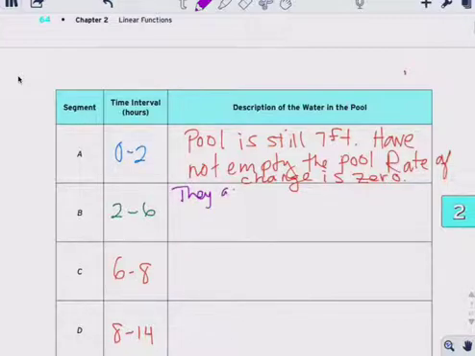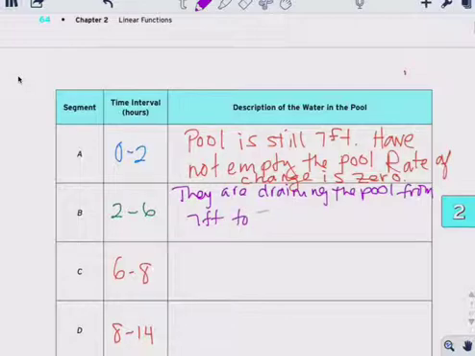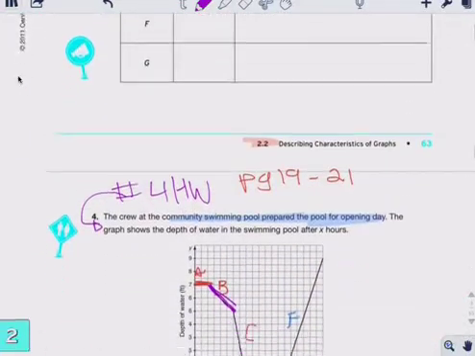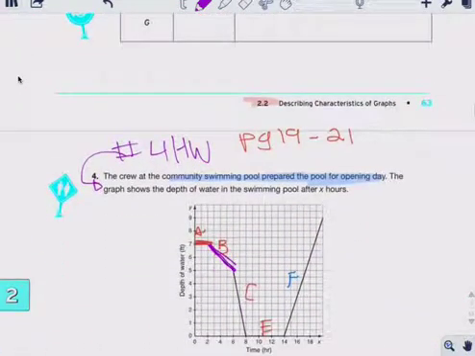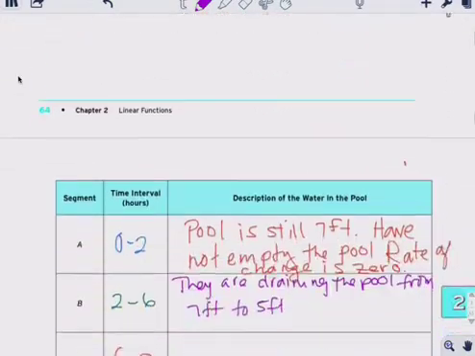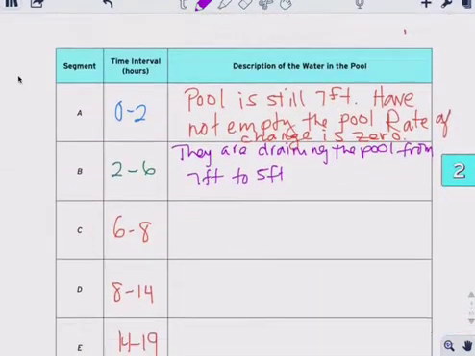They are draining the pool from 7 feet to 5 feet. Okay, that's 2 feet. I'm going to check my graph just to make sure. 5 to 7. 2 feet in 4 hours.